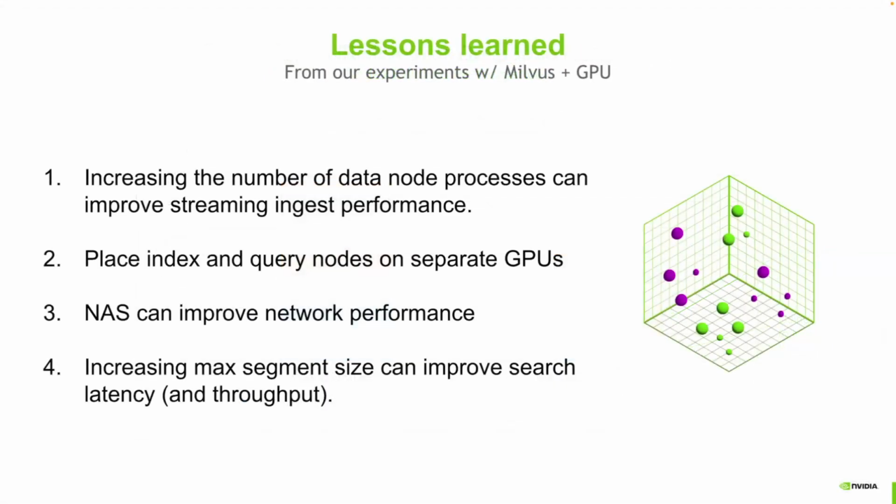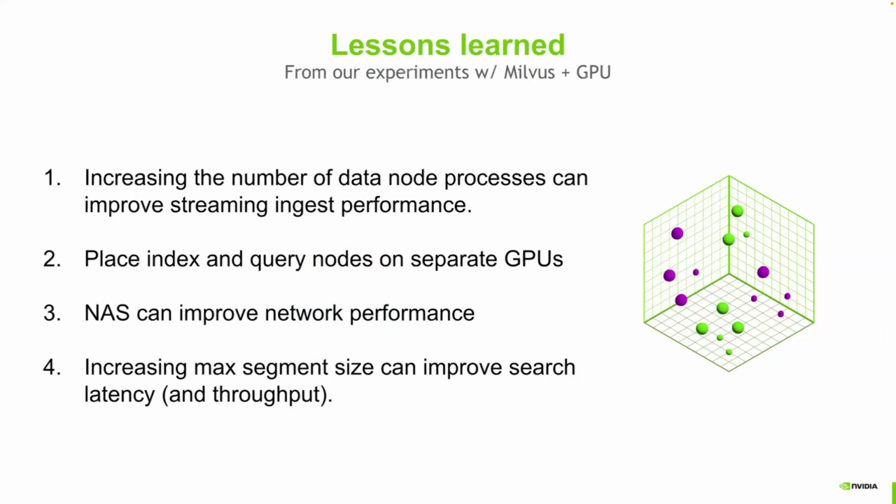So some lessons we learned throughout all of this. We kind of learned the hard way. Some of these things were just as simple as increasing the number of data node processes that we ran on the machine. It didn't occur to us at first, but that actually really sped things up. We noticed that we weren't able to saturate the disk bandwidth, so that helped us get closer to saturating the disk bandwidth.